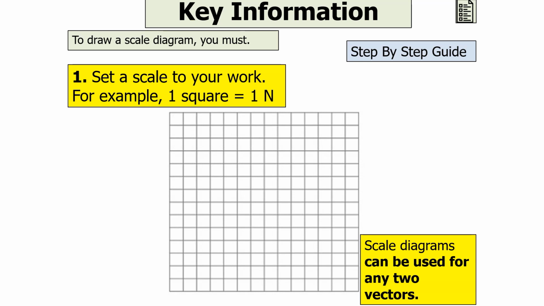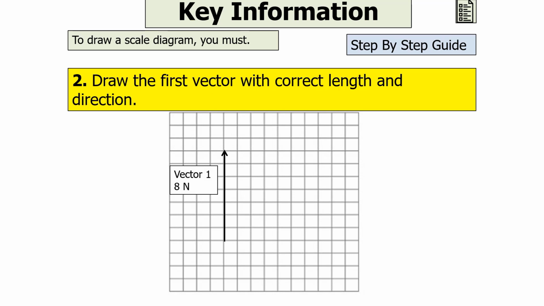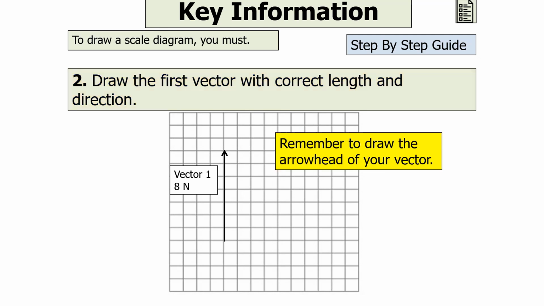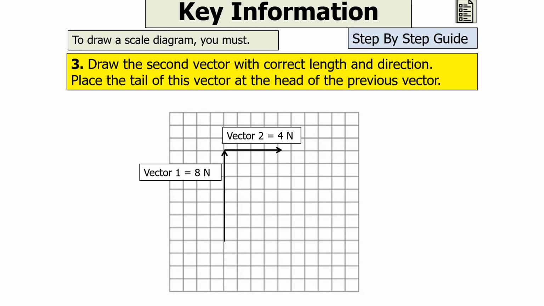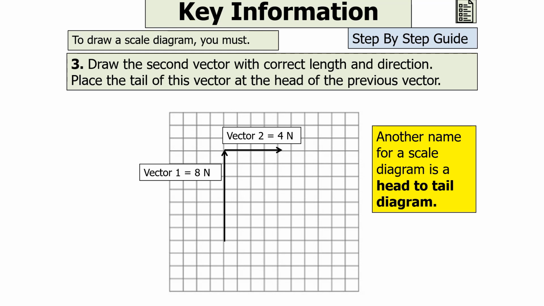Now scale diagrams can be used for any two vectors. You would then draw in the first vector with the correct length and direction. Remember to draw the arrowhead of your vector in your diagram. You will then draw the second vector with the correct length and direction, and you place the tail of this vector at the head of the previous vector. Now that is why another name for a scale diagram is a head to tail diagram.